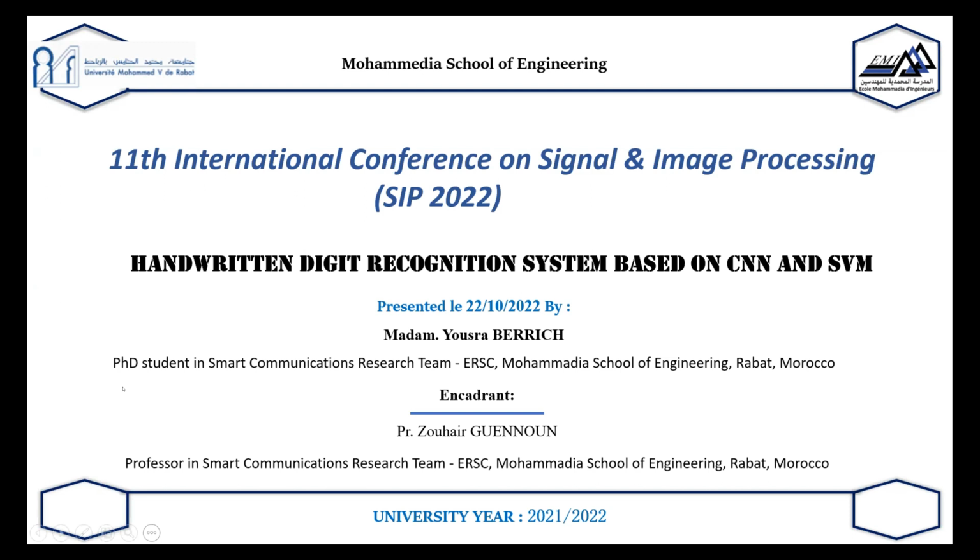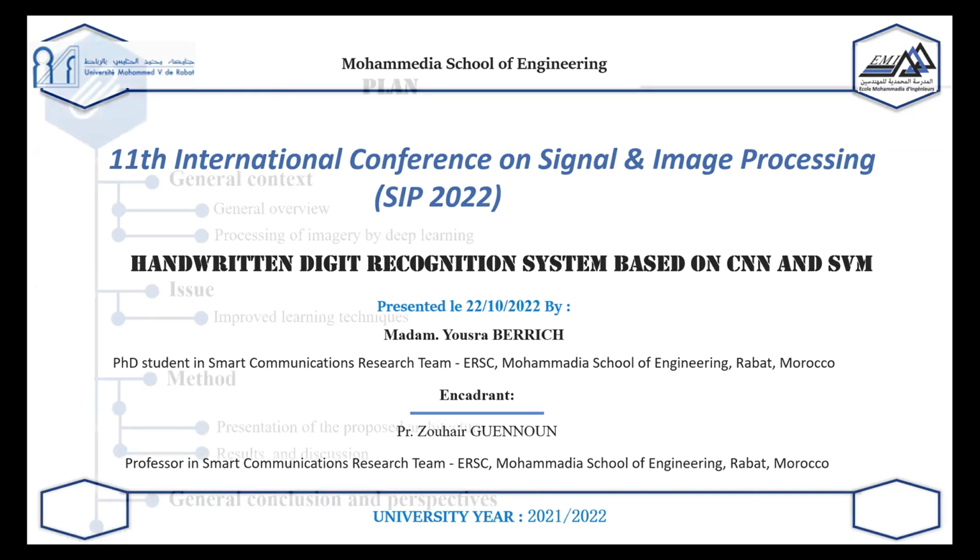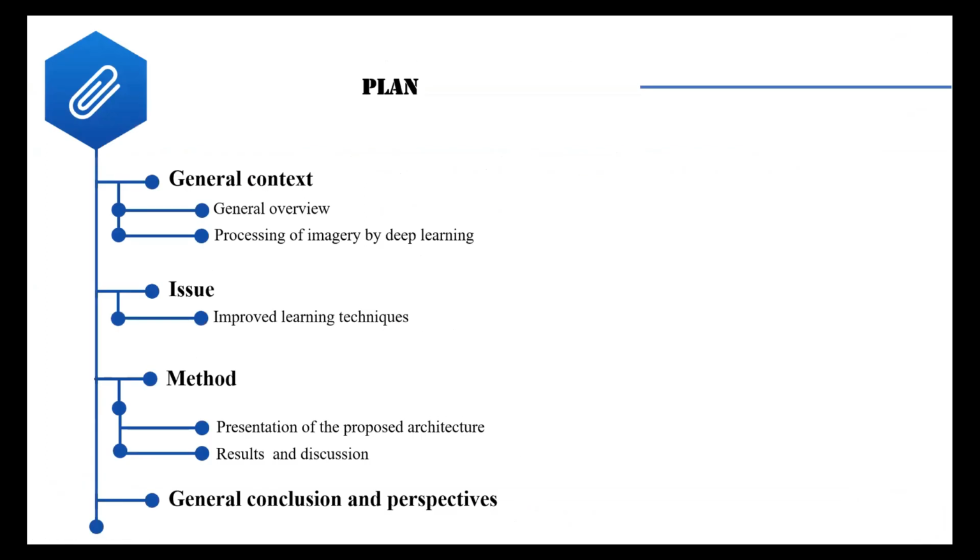So first of all, we have a general context. We will give you an overview of the processing of imagery by deep learning. And in the next part, we will give you an idea of improved learning techniques, with the presentation of the proposed architecture, with the results and discussion. And finally, we will end this presentation with a conclusion.